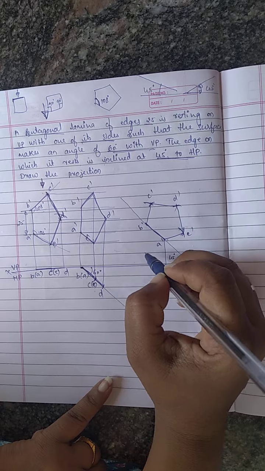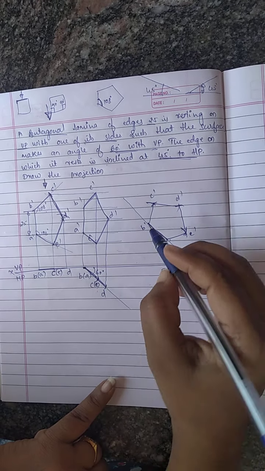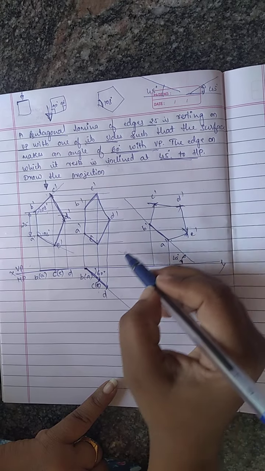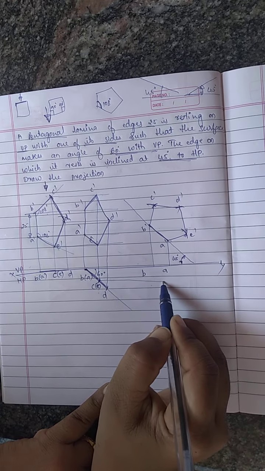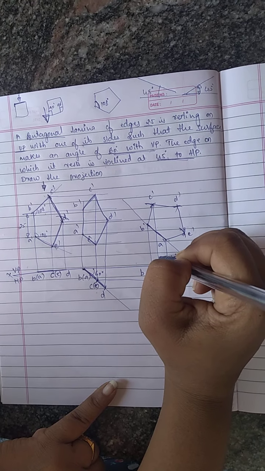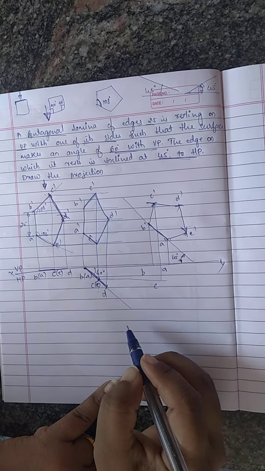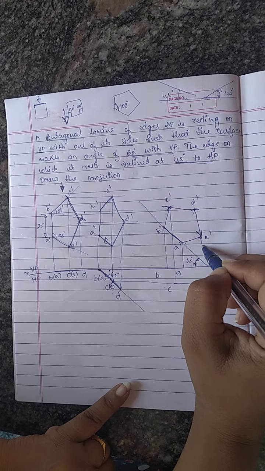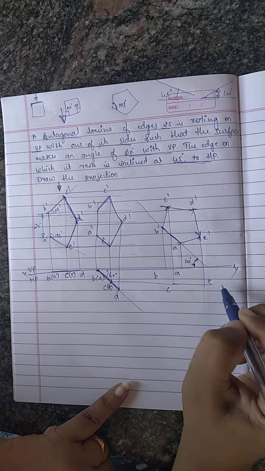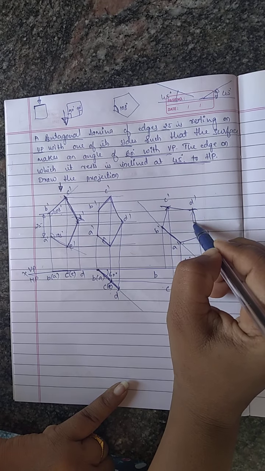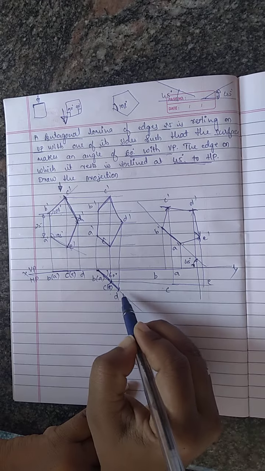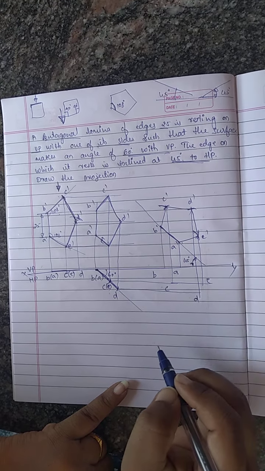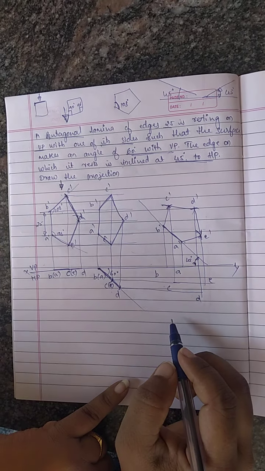Next, B dash to B. B is also on the XY line. B to B. Next, C to C. C is here. Draw the projection line C to C. Next, E is also on the C line. E to E. Next, from D the vertical line and the horizontal line. So those two we are meeting at this point. So that will give the D point.